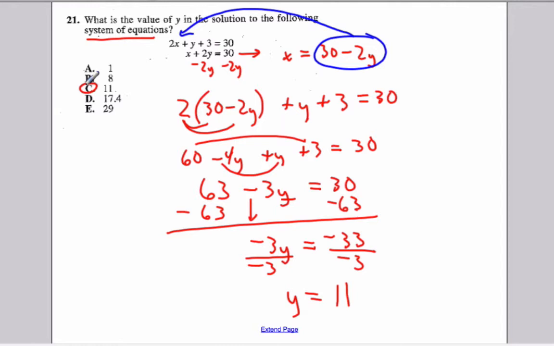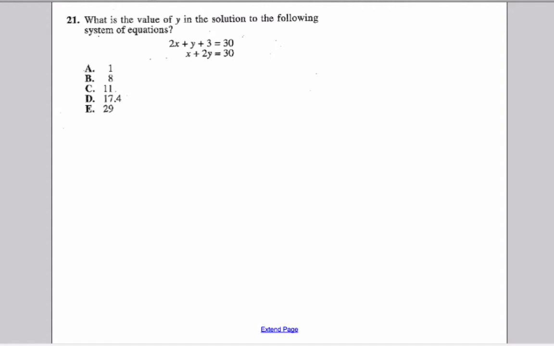Is that the only way? This is called the substitution property for systems of equations. There is another way, and let's look at that one. What if we use the multiplication and then the addition or subtraction property? To do that, you want to combine like terms so you have x and y all on the same side. This 3 goes over, so I'm left with 2x plus y equals 27. Just combining like terms, I can just rewrite this to be x plus 2y equals 30.